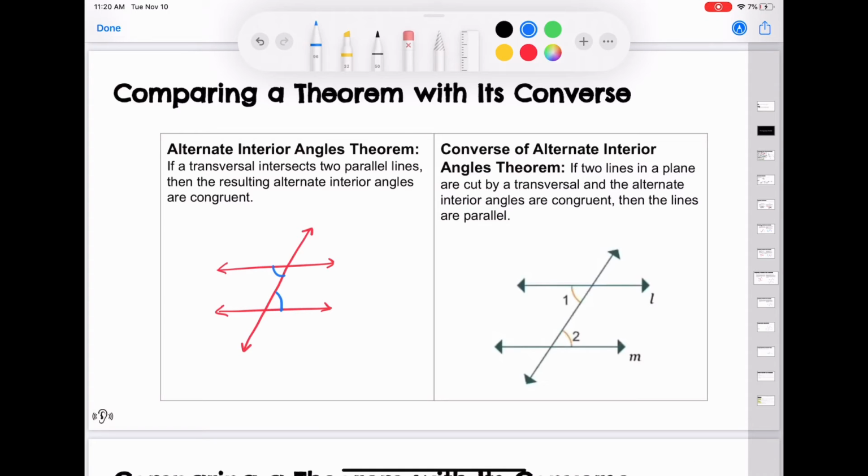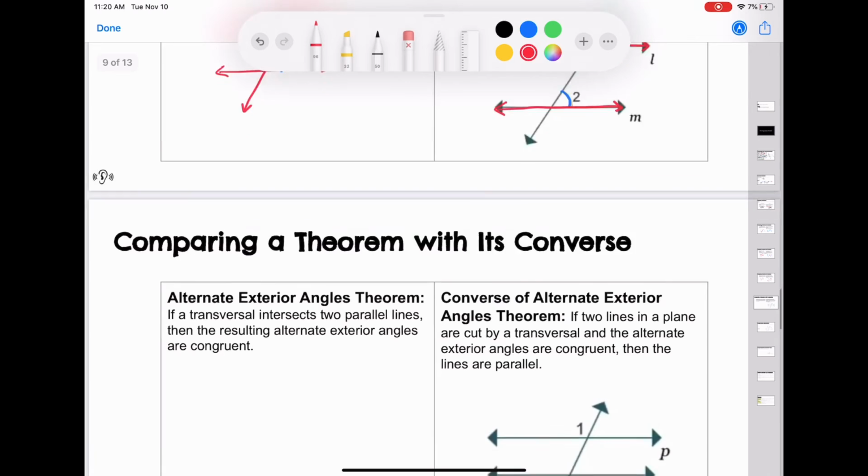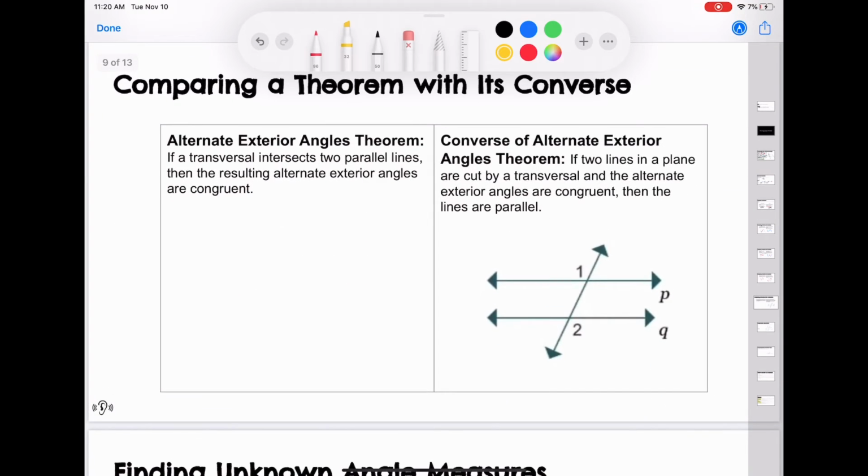So here, we start with our two alternate interior angles which are congruent. And because they are congruent, it's reasonable to assume that these two lines are parallel. Let's look at our last type of theorem. We have the alternate exterior angles theorem. This theorem states, if a transversal intersects two parallel lines, then the resulting alternate exterior angles are congruent.